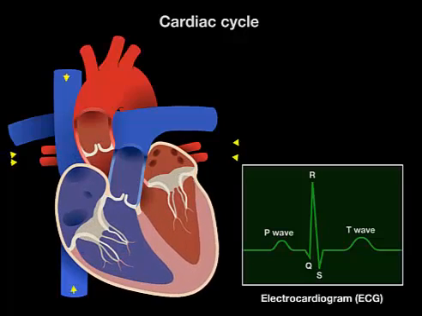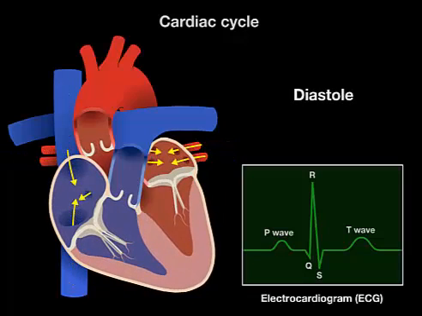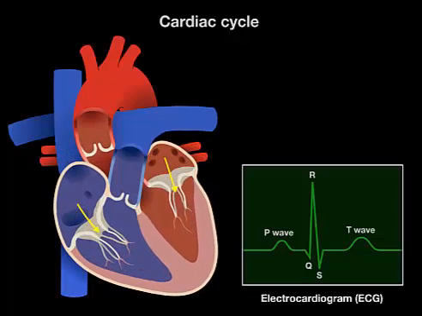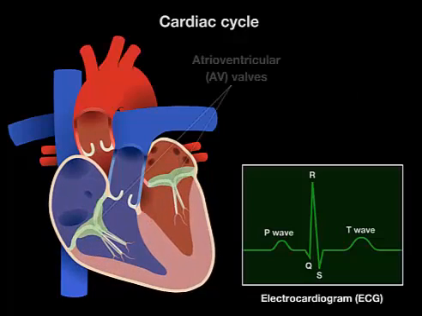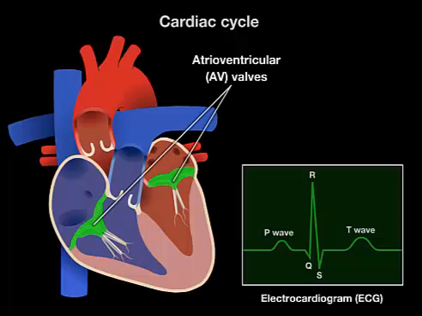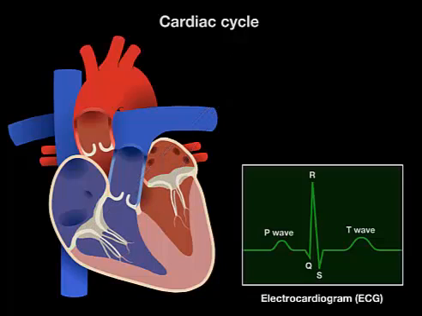As the chambers relax, they fill with blood. This is called diastole. When the chambers contract, the blood is expelled. This is called systole. At the beginning of the cardiac cycle, the atrioventricular, or AV valves, open.